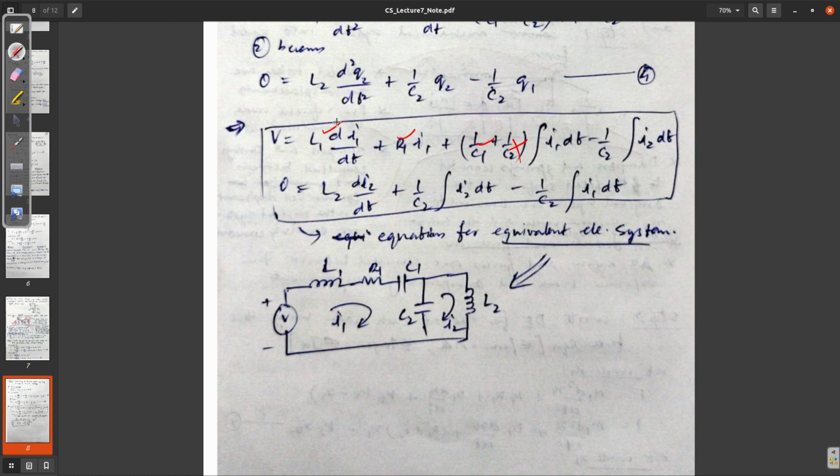You can understand that, let's forget C2, L1, R1 and C1 are in a loop which only has I1 and V. Similarly, C2 has both I1 and I2. That is, it is an in-between path. Similarly, coming to the second equation, we have L2 which only has I2, but again C2, we have already found, is an in-between path. That is, it is being influenced by both currents. So this is the equivalent electrical network for a force voltage analogy.